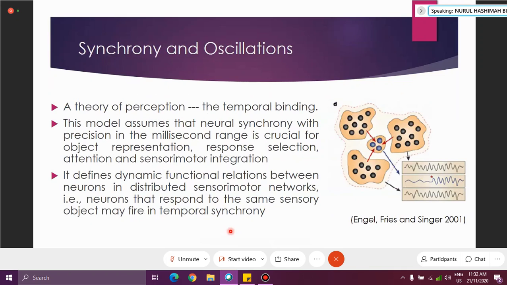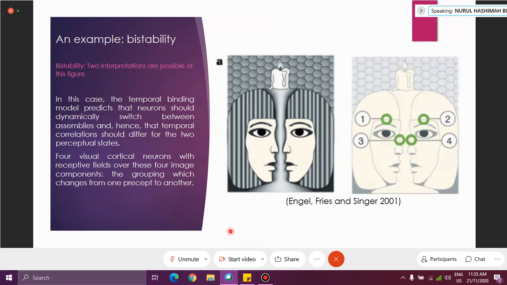This is some theory of perception in population coding, the temporal binding. Theoretically, this model assumes that neural synchrony with precision in the millisecond range is crucial for object representation, response selection, attention, and sensory motor integration. So what it means is that neurons that respond to the same sensory object may fire in temporal synchrony. So, what does temporal synchrony mean? We look at this example.